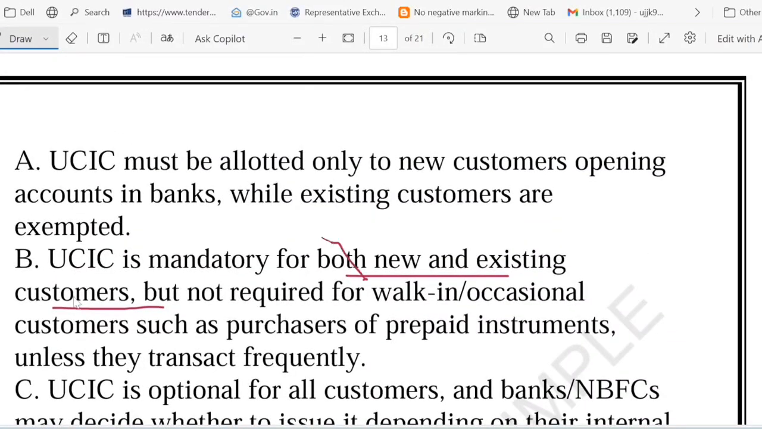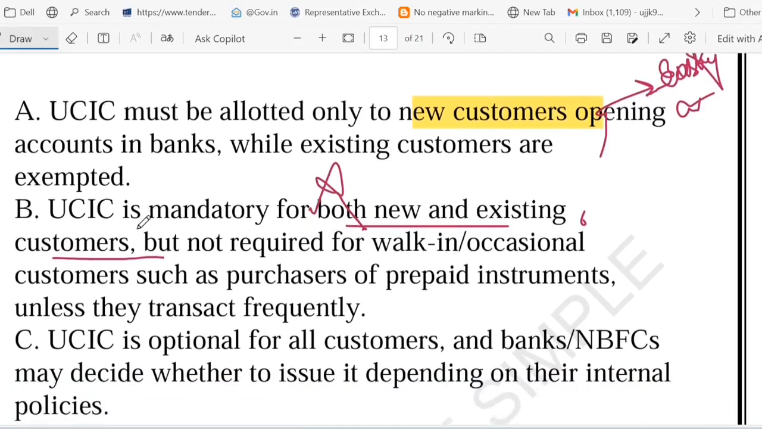What do you think about option A? This is wrong. Why? Because RBI says UCIC has to be given to both new and existing customers. What does RBI say? That UCIC must be allotted to both the new customer as well as the existing customer. Existing customers also need to be covered over time so that the same customer can be uniquely identified across all products and services. So that's why option A is wrong.